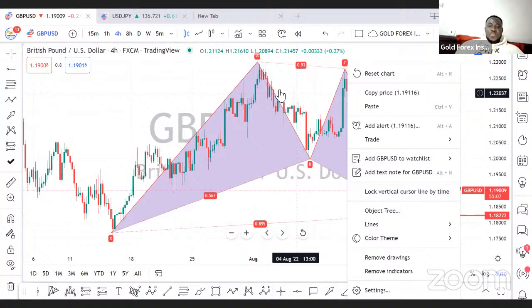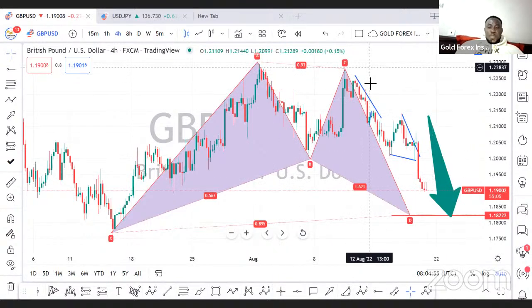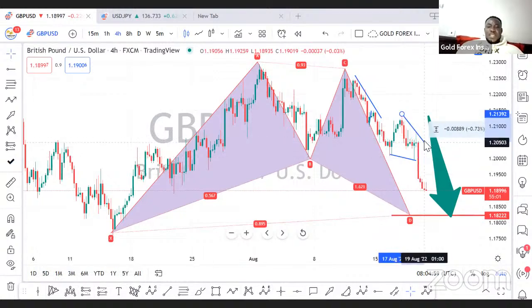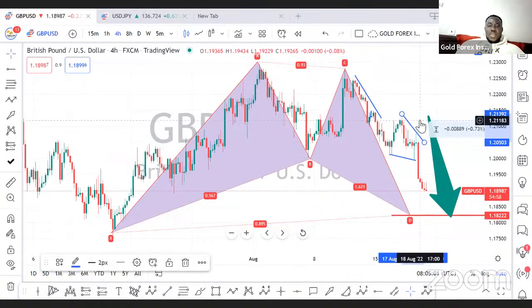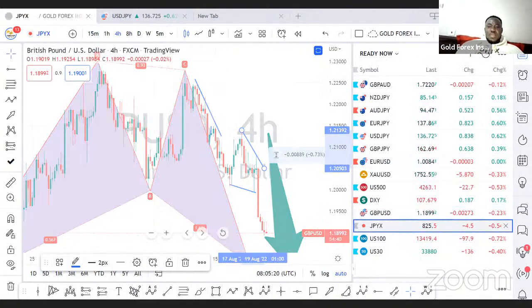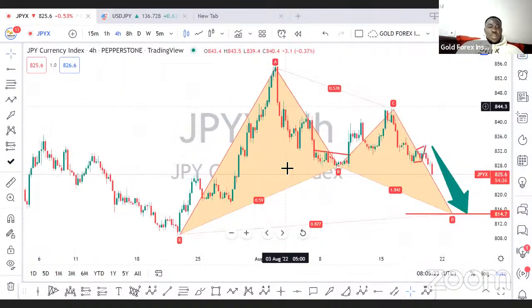So you should expect more sell from pound USD. AB, there was an Elliott wave correction. I was expecting this Elliott wave correction to pull all the way here, but it didn't, and it broke. So we are expecting more sells all the way to this level. Expect pound USD to sell up to 1.18222.